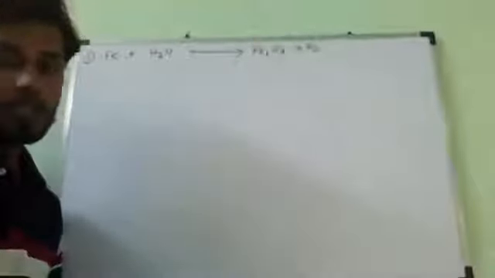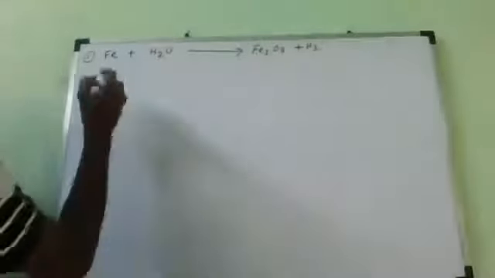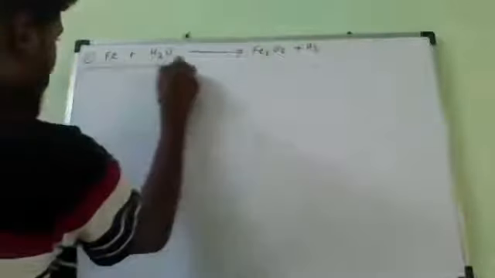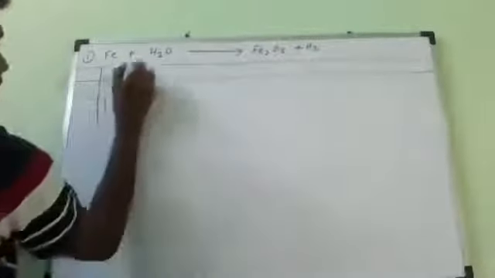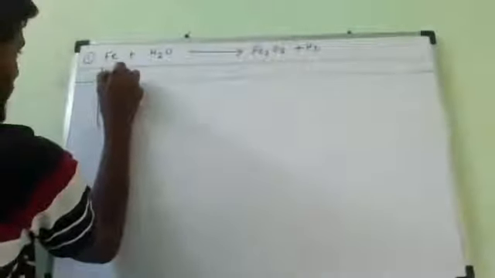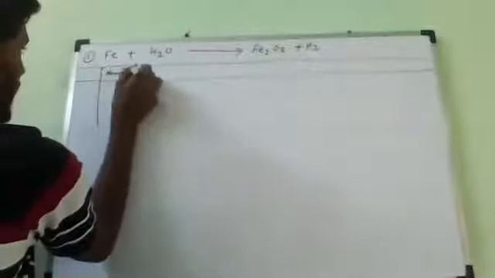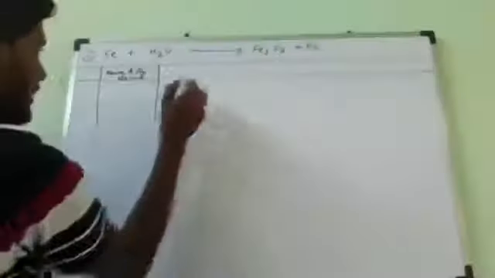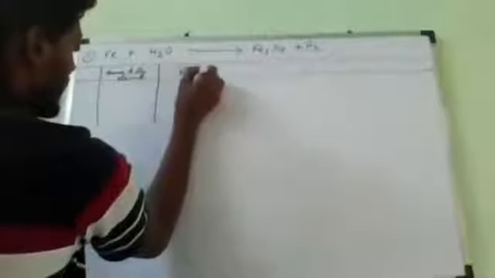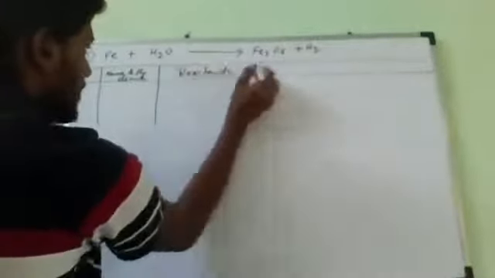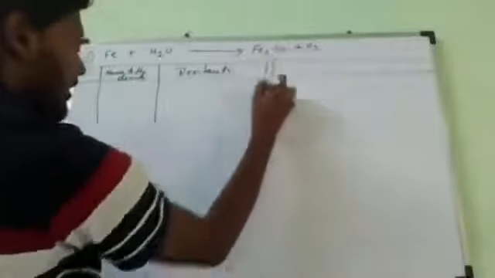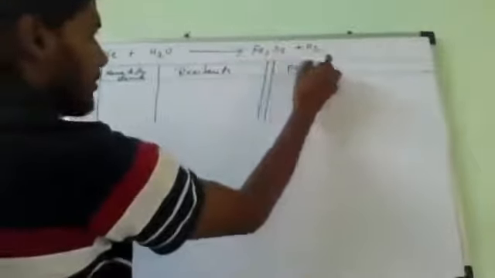So first, what you have to write: we have to construct the tabular column. All of you start constructing the tabular column. How many columns does it contain? 4 columns. One is serial number. Next one is name of the element. Next, reactant. And next one is products. Always remember, these headings are not going to change.